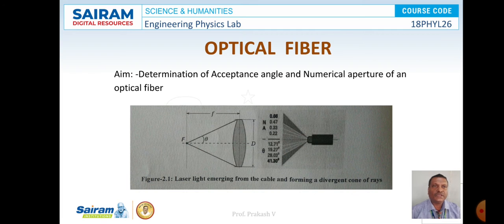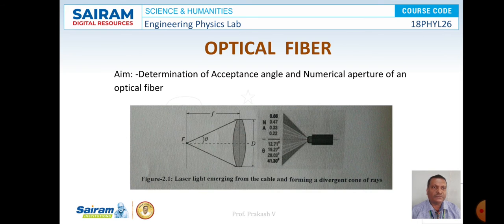The aim of the experiment is determination of the cone acceptance angle, that is the acceptance angle, and the numerical aperture of an optical fiber. The cone acceptance angle is represented by theta, and numerical aperture is NA, that is the light gathering capability of an optical fiber. So how to perform this experiment?